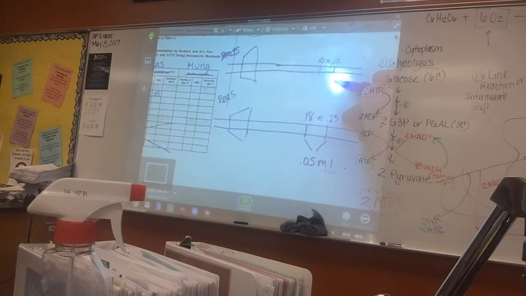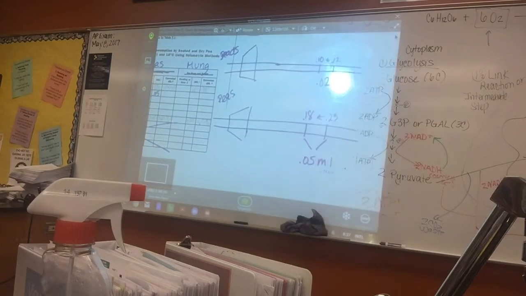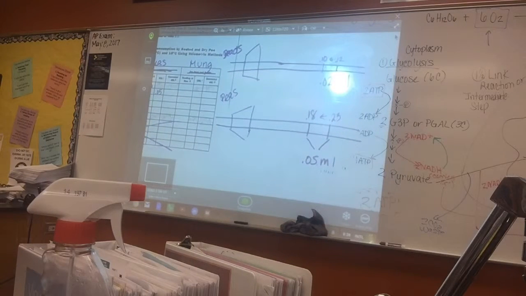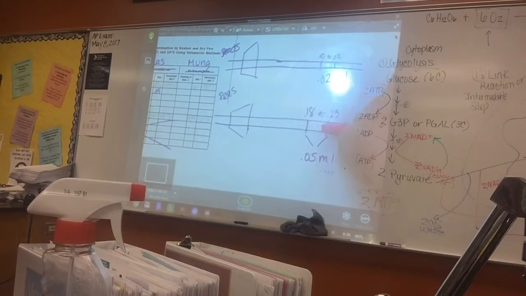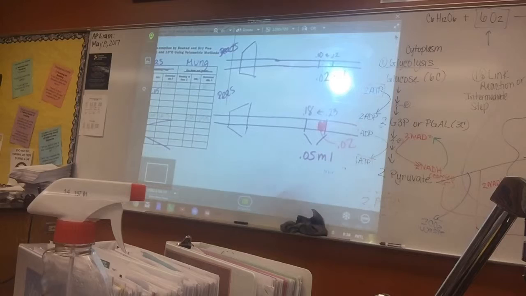But if we look here, my beads, according to this, took in 0.02 milliliters, but they didn't really take it in, and that's because of the change in air pressure. So therefore, when I look at what happened to my peas, I can't say that my peas took in 0.05 milliliters of oxygen, because my beads took in some. So the beads took in 0.02, so out of this 0.05, 0.02 of that is due to the change in air pressure. So therefore, my peas really only took in 0.03 milliliters of oxygen, because the 0.02 moving in was due to that air pressure.